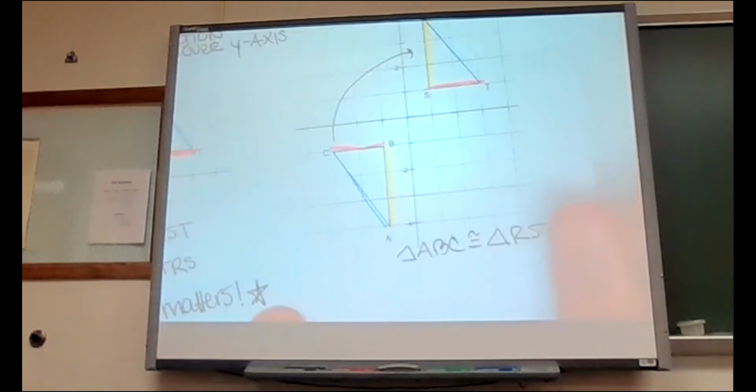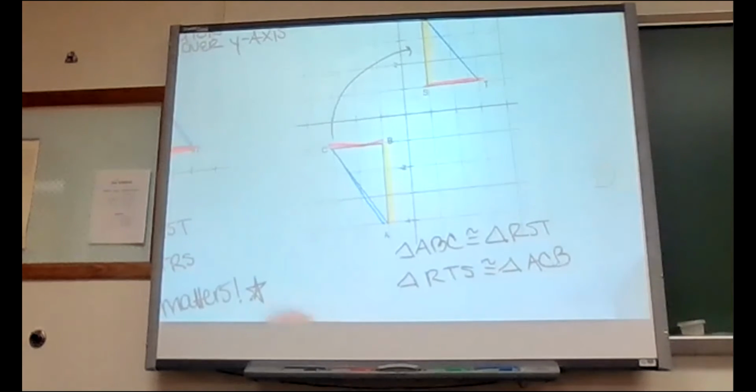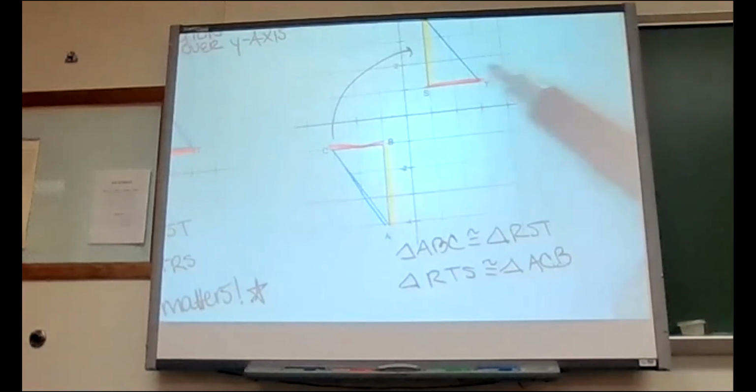I did RTS is congruent to ACB. RTS is congruent to, so RTS to what? ACB. Yep, that works too. RTS is congruent to ACB. Good. So that's kind of piece one.